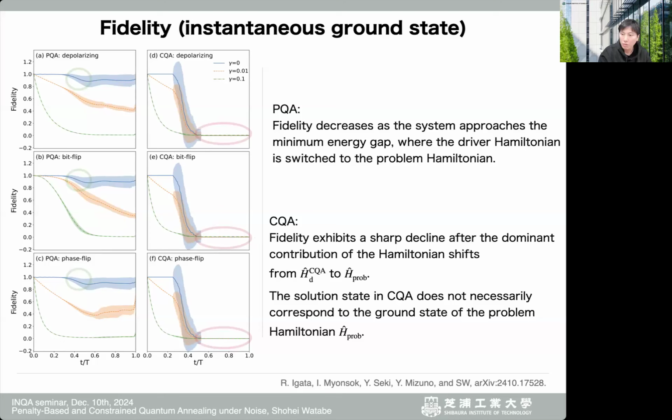The reason is as follows. The fidelity exhibits a sharp decline after the dominant contribution of the Hamiltonian shifts from the driver Hamiltonian to the problem Hamiltonian. And the solution of the CQA does not necessarily correspond to the ground state of the problem Hamiltonian. So this is the reason why we missed the instantaneous ground state of the problem Hamiltonian. But this is no problem for the CQA.